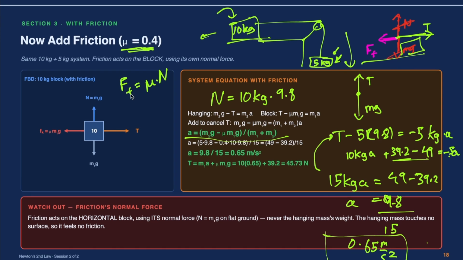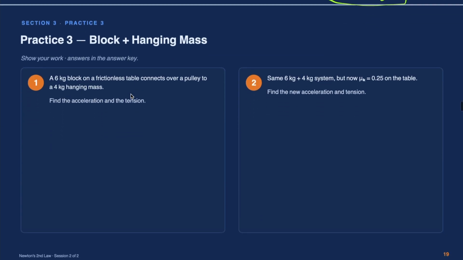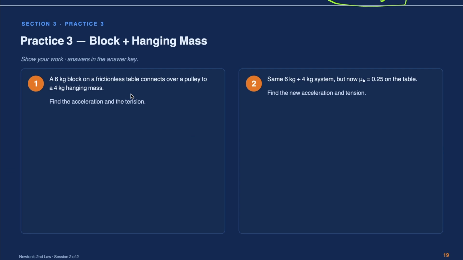So now let's work through some problems regarding tension and friction as well as blocks and hanging masses. So we have a 6 kg block on a frictionless table that connects over a pulley to a 4 kg hanging mass. So somewhat like this.